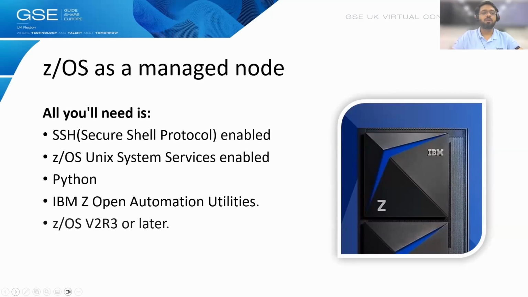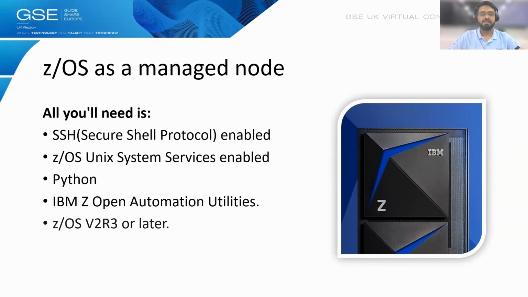Here we have z/OS as a managed node. Why is it called a managed node? Because we are not going to set up any agent on the host system. Here our host is z/OS, and we will need SSH enabled for your z/OS. Then we should have z/OS Unix System Services enabled. We should have Python also installed on your z/OS. It may be IBM Rocket or any Python version that may be available for your setup.